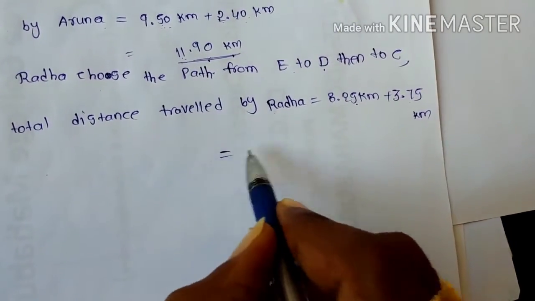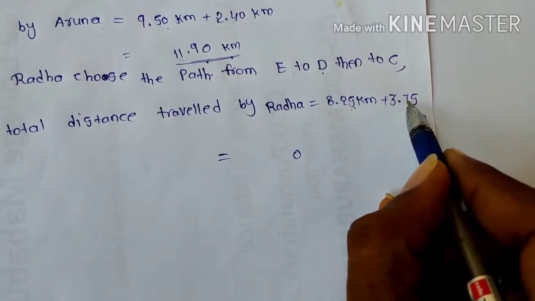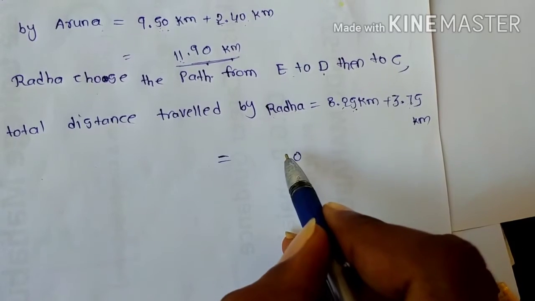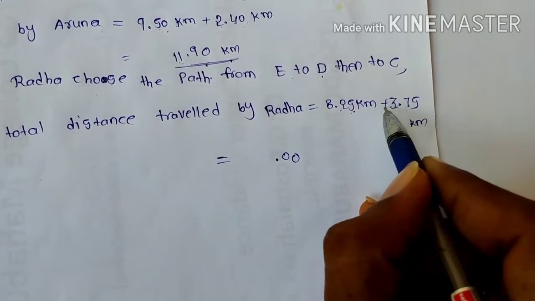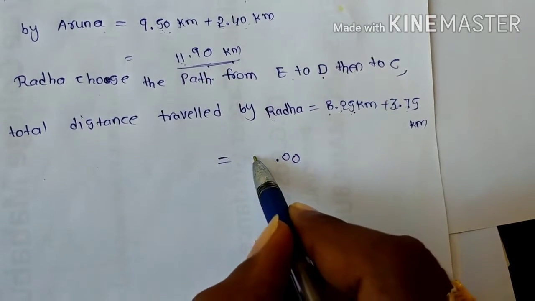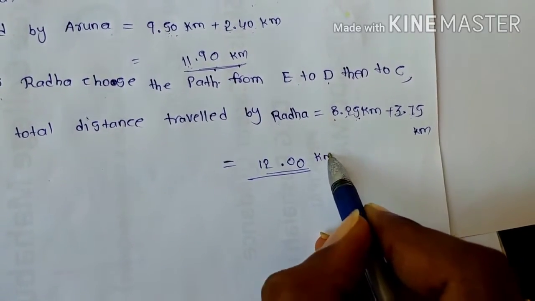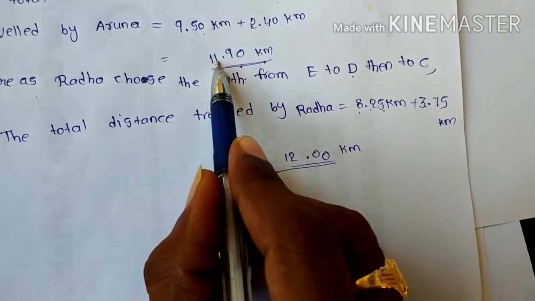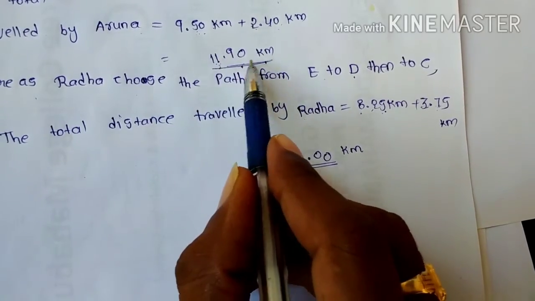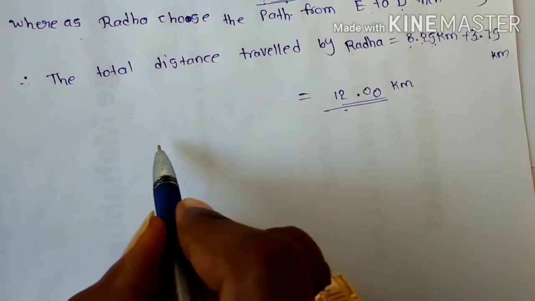How much is it? 5 plus 5, 10 only, 1 carry. 1 plus 7, 8. 8 plus 2 is how much? 10 only, 1 carry. 1 plus 3, 4. 4 plus 8 is how much? 12. That means 12 kilometers. See, Aruna traveled how many kilometers? 11.90 kilometers. Radha's distance is 12 kilometers.